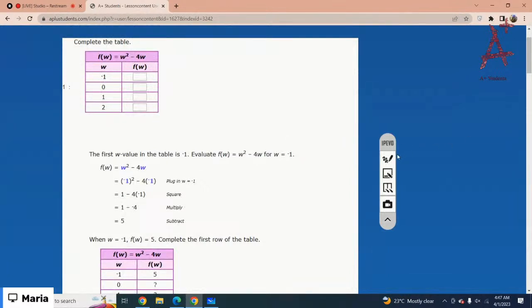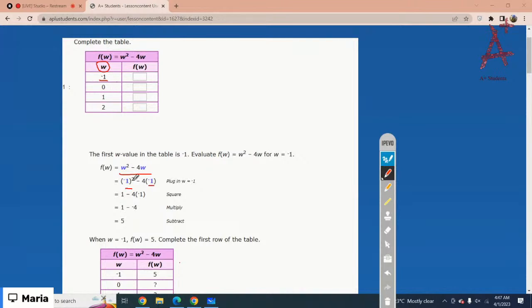Basically, you are given the different values of w. You have to calculate f of w. You need to replace the w with all these values one by one. Let's start with negative 1. First you have to replace the w with negative 1, both w's. Then solve, it would be 1. That means when w equals negative 1, f of negative 1 is 5.